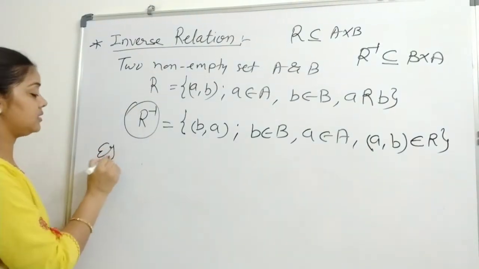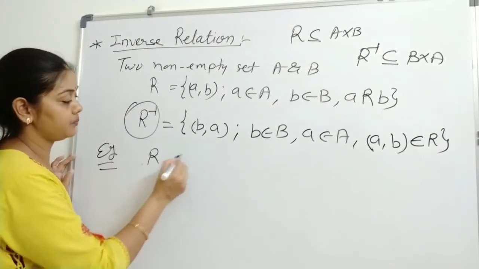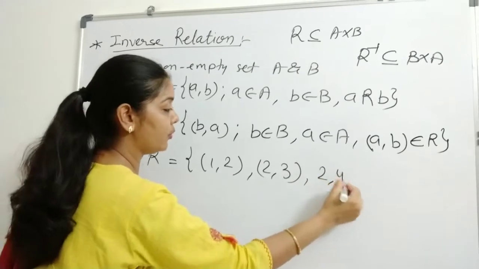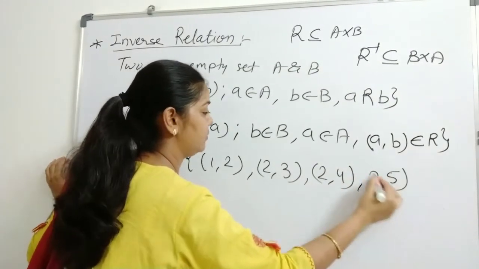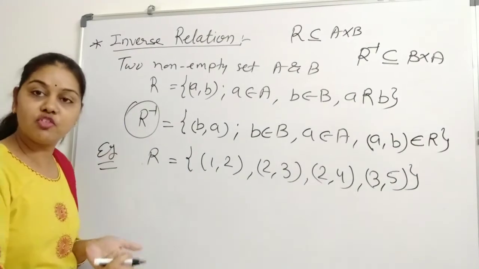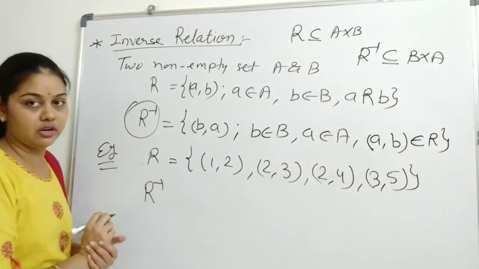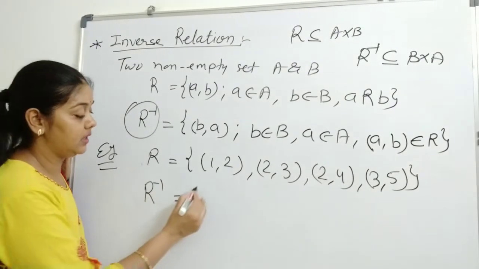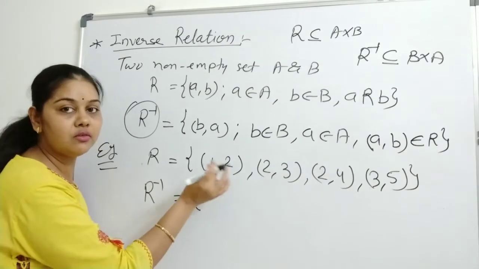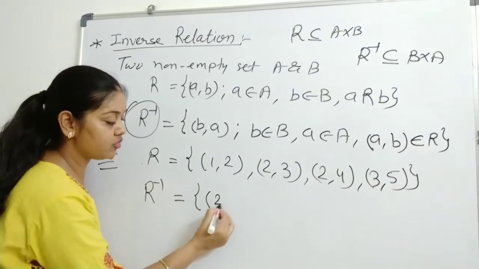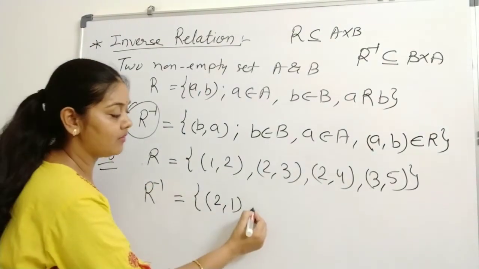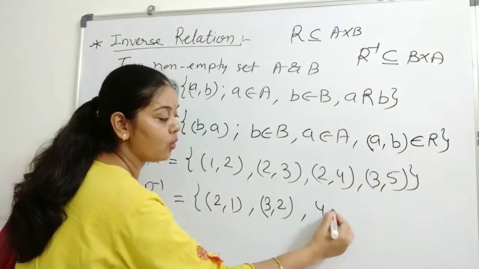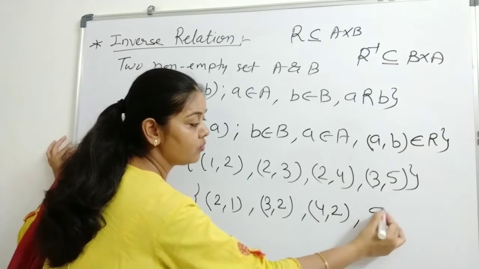For example, suppose that I am given any relation R: (1, 2), (2, 3), (2, 4), and (3, 5). This is the given relation. Then the inverse relation, R power minus 1, will be simply the ordered pairs in reverse order. It means I will write (2, 1), (3, 2), (4, 2) and (5, 3).